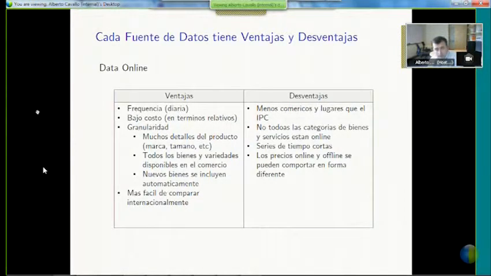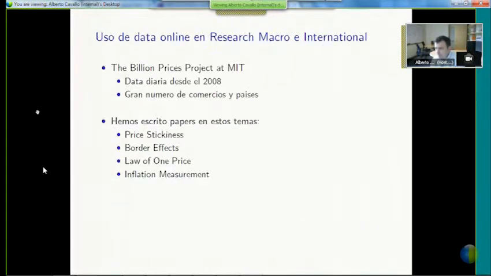So disadvantages is, well, there's less commerces and places to obtain the data from compared to the IPC. Not all categories are going to be online. With time, it's possible that services will increase. Time series are short. We started our work in 2008. For some countries, we have 5 years data. Compared to CPI, it's much lower though. And it's potential that the online market prices behave differently than those offline, which is where most transactions take place.